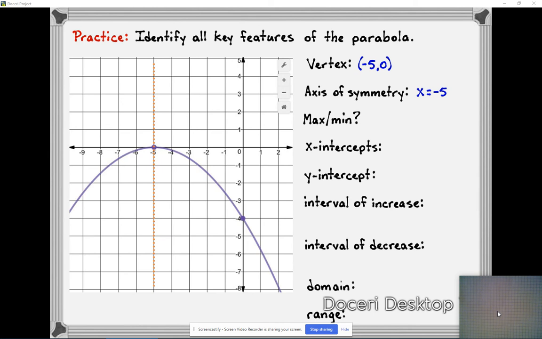Now the question is, do we have a maximum or a minimum? Well, because this parabola opens downwards, we have a maximum, and that maximum is, remember, the y value, y equals 0.